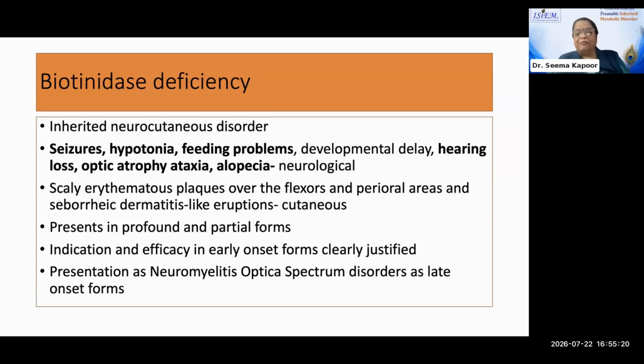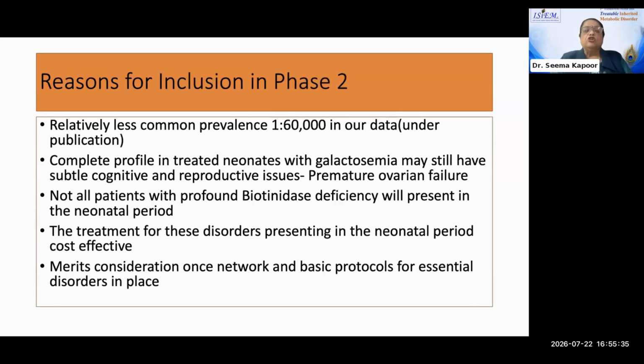It's time adult neurological people should start thinking, do I have a metabolic disease? Have I missed that disease? And that's what happens with partial forms of biotinidase deficiency. Why have we included it in phase 2? It's simply because the prevalence is less.